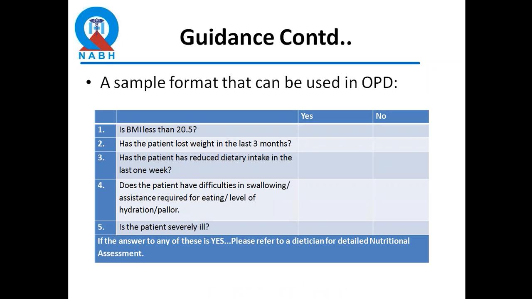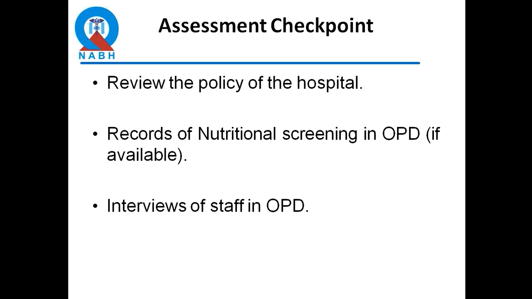So I've just given some examples. This PPT will be available for you. There are many examples available on the internet on nutritional screening tools, which you can take as guidance for your own hospitals, or if some hospital wants, you can just subjectively, without imposing, offer them some guidance. Okay? When you go to assess, please review the policy of the hospitals and look for random samples of nutritional screening in OPD and IPD, and interview some staff in the OPD and IPD.